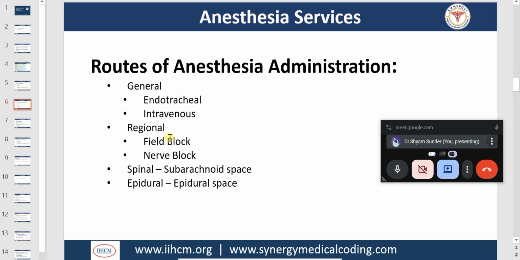For example, yesterday we have seen I&D, skin repairs, simple repairs, intermediate repairs. You do it under local anesthesia, obviously. But for procedures like extensive grafts or breast procedures like mastectomy, you cannot do it under local anesthesia.